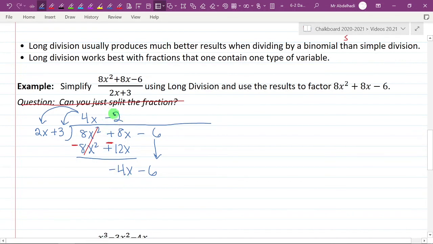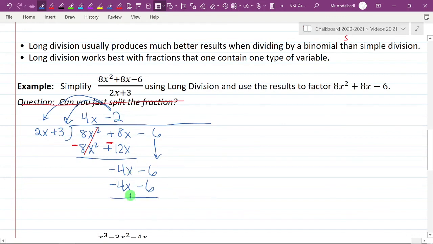Looks like negative 2. So just put down a negative 2 up here. Now take that negative 2 and multiply it by both of these, kind of distribute it, and then put the results down here. So negative 2 times 2x is negative 4x. By the way, this first one has to match because you chose it that way. So if this doesn't match, you're doing something wrong. And then negative 2 times 3 is negative 6.